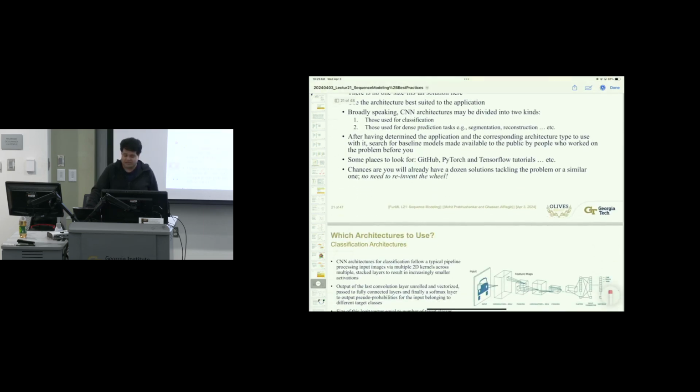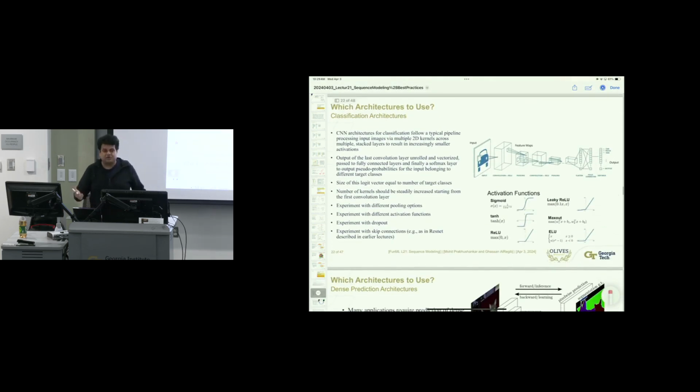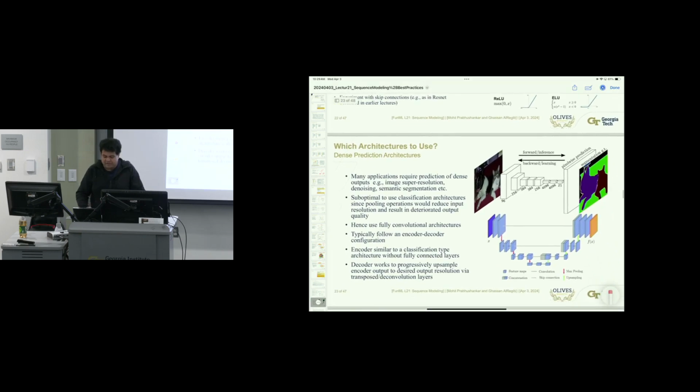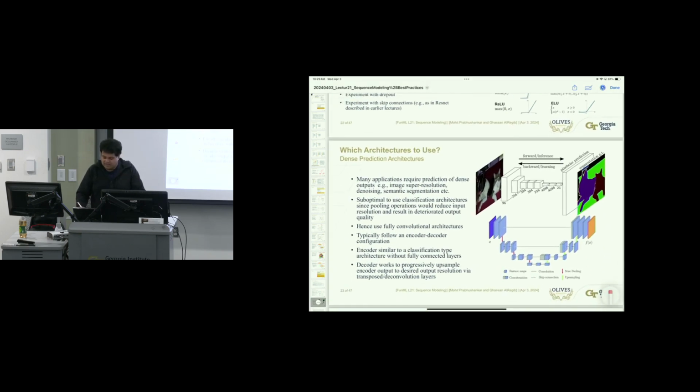The answer is it's not clear. It's based on the application. In classification, of course, it's based on application. And then there's also dense prediction networks. We didn't cover this, but this is how a UNet architecture is going to look. So many of you are working on Tiny SAM, essentially, for your projects.